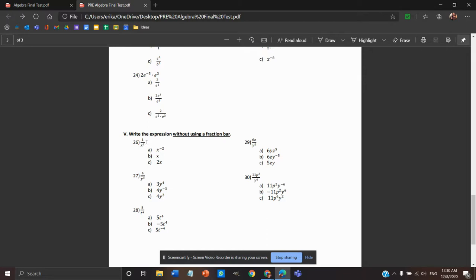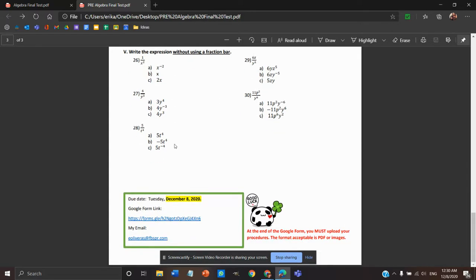What is a fraction bar? Well, that line right there, that is dividing your numbers into two. That is your fraction bar. And we have done this before in class. How can you take that fraction bar out?